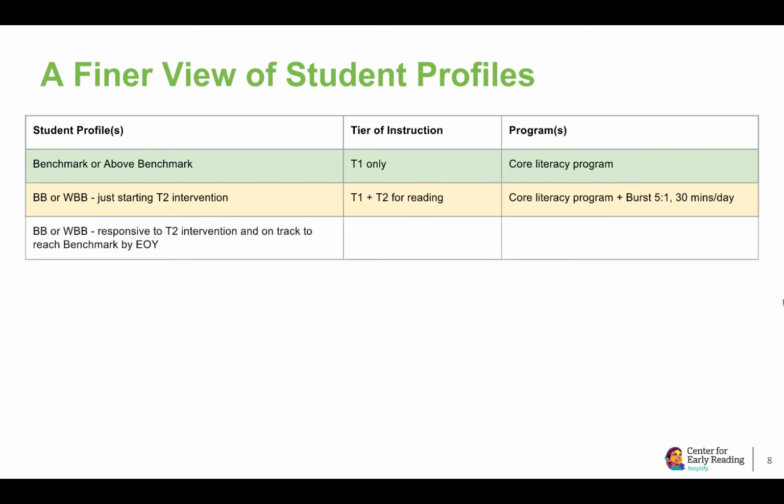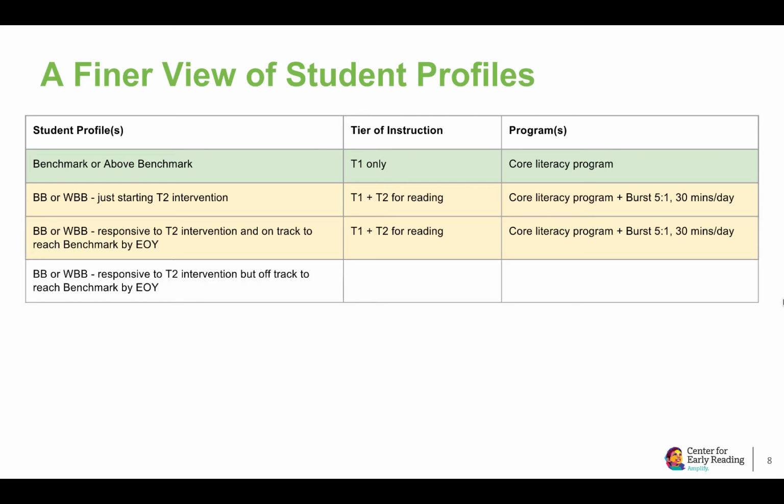How about what tier of instruction and program would you recommend for a student who is below or well below benchmark receiving Tier 2 intervention and is on track to reach benchmark by end of the year? Well, since these students are making adequate progress to reach end of year goals with the Tier 2 intervention that you've provided, we would recommend to keep what you have in place: 30 minutes of daily intervention in a small group of 5 students in addition to the core literacy program.